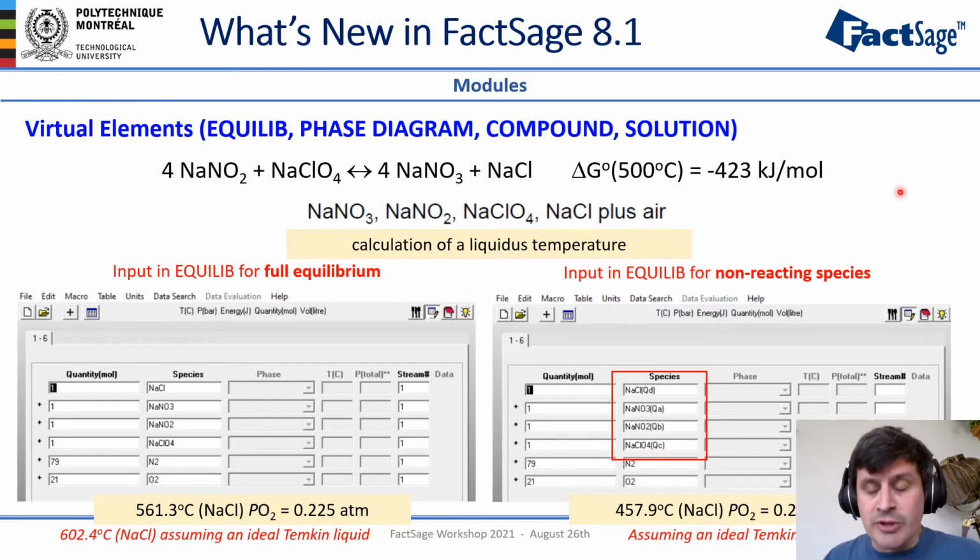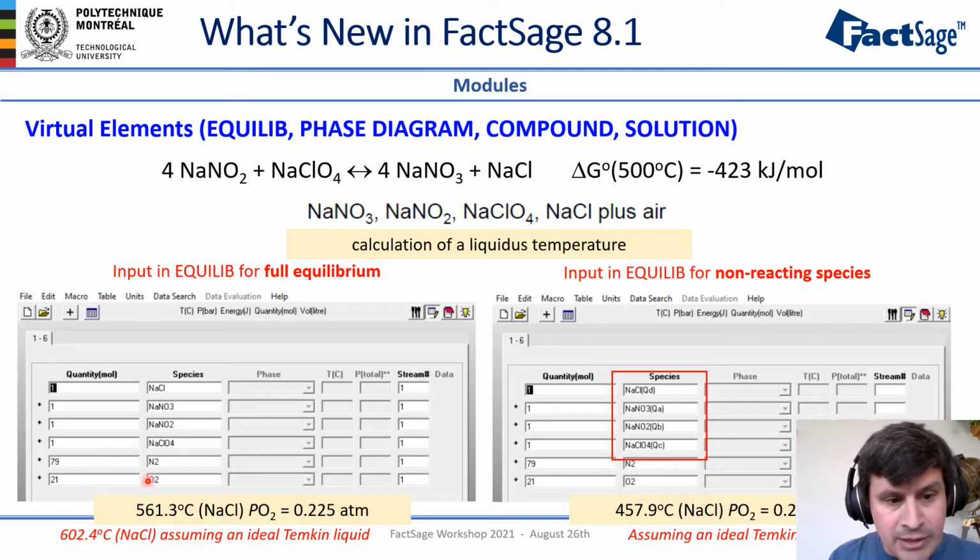In order to constrain it kinetically, we can use virtual species. How to do that? I have an equimolar mixture and I would like to know what's the liquidus temperature. If I permit a full equilibrium reaction, obviously this reaction will proceed, and I will compute, in this case, when I get 100 moles of air with 4 moles of the salts, a temperature of liquidus of 561 degrees Celsius. It's on the sodium chloride liquidus.